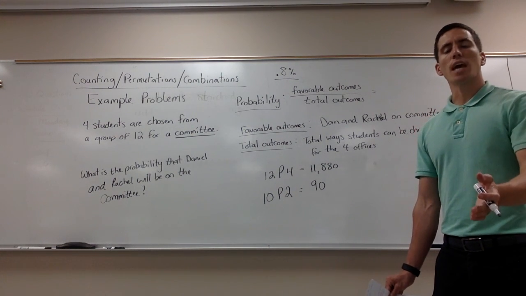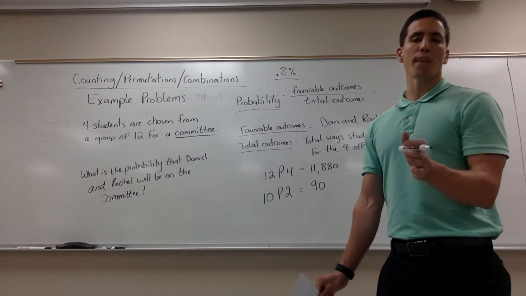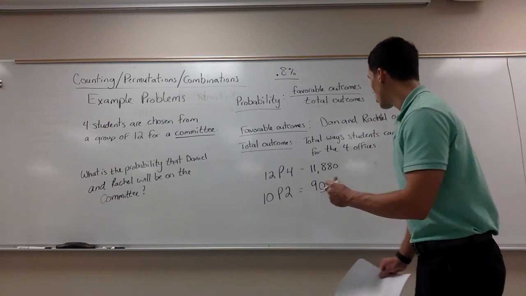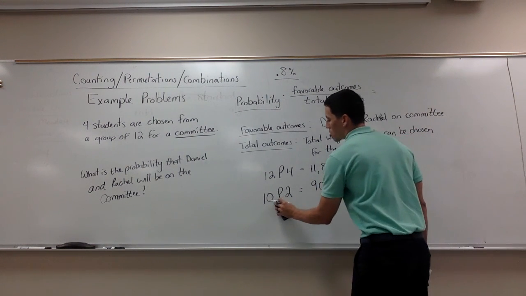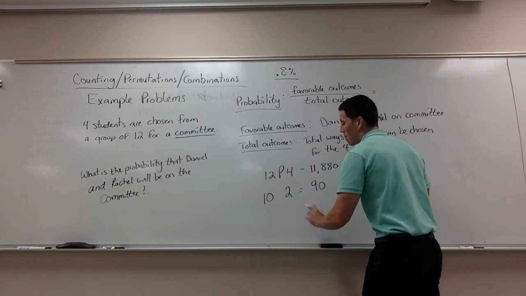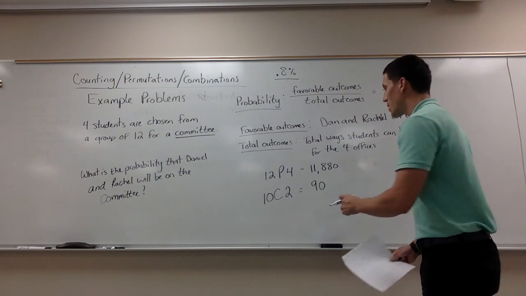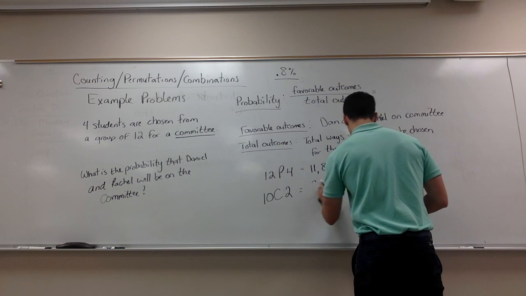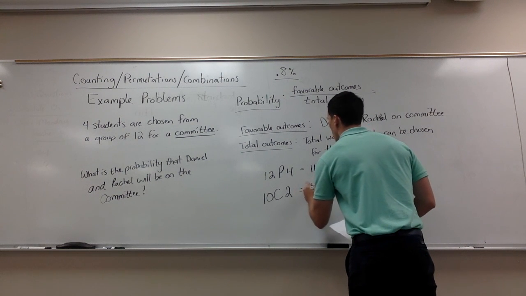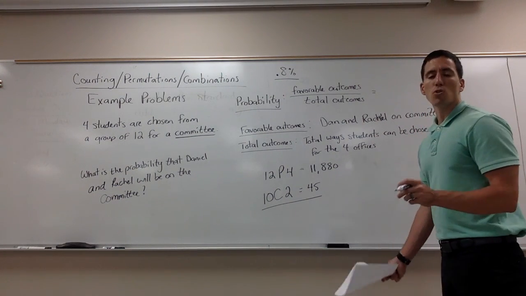Well, we're going to do a similar thing as we did in the last problem. If Daniel and Rachel are already on the committee, and we're assuming that's true, we still need to select 2 more people for the committee. So we're selecting 2 people from a total of 10 people remaining, but different than our previous problem, the order now does not matter. So instead of 10P2, we're going to be examining 10C2, which is going to be 45. There are 45 different ways that Daniel and Rachel can be on the committee.